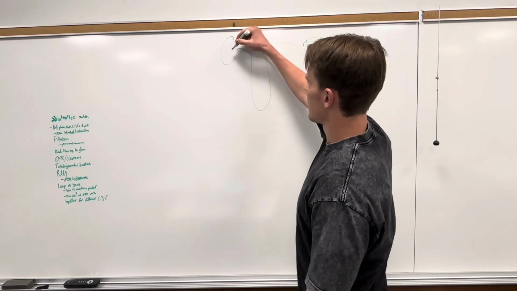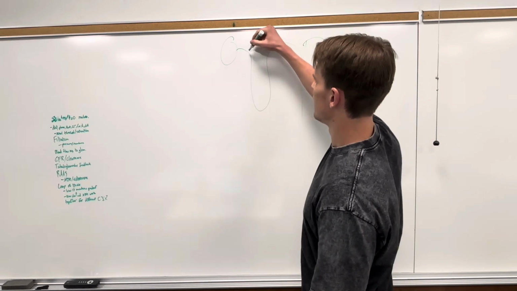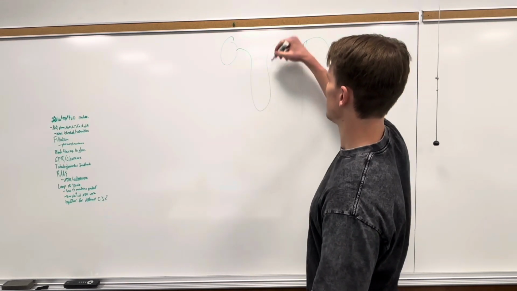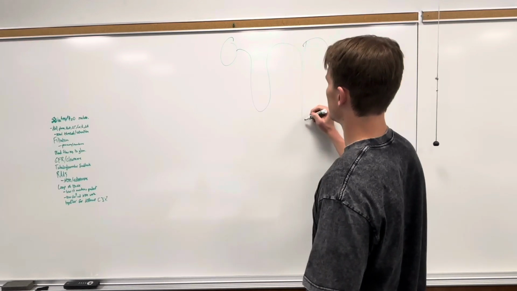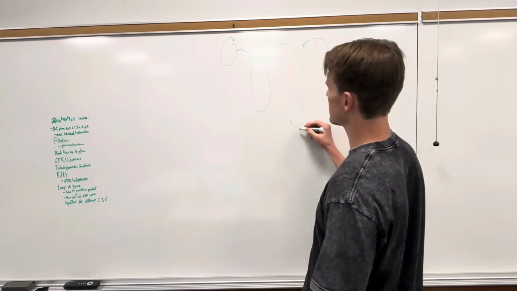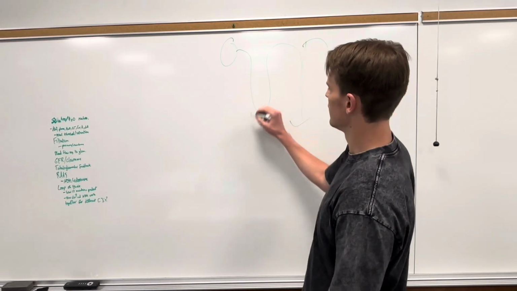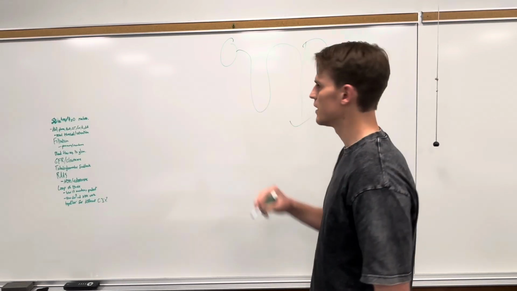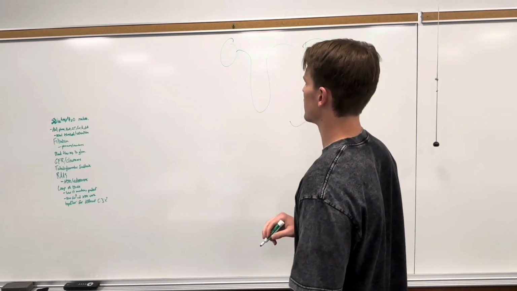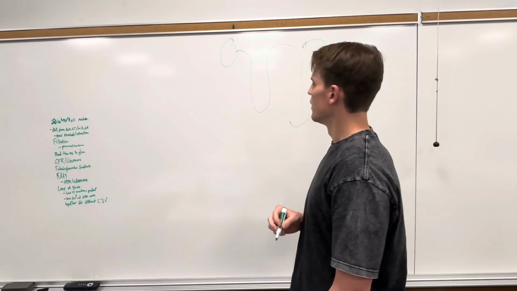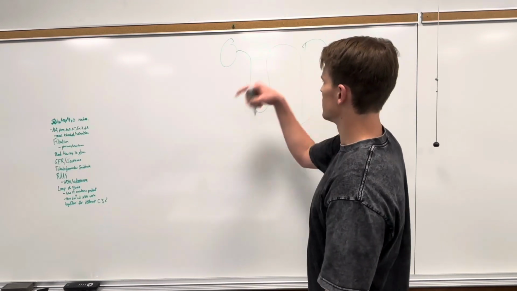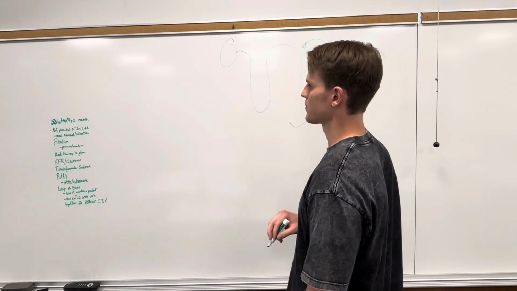This is the Bowman's capsule. This is the proximal convoluted tubule, descending, ascending. And this is the distal convoluted tubule. This is the collecting duct, and it goes to the calyces and gets excreted as urine. This here is the loop of Henle. And there are paratubular capillaries running everywhere, so we can take stuff from the lumen of the nephron into the paratubular capillaries.